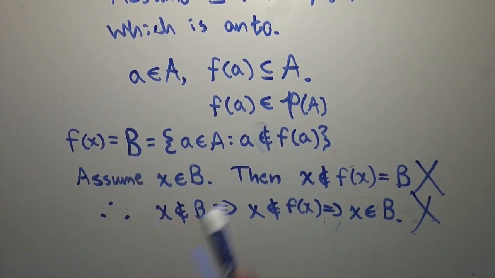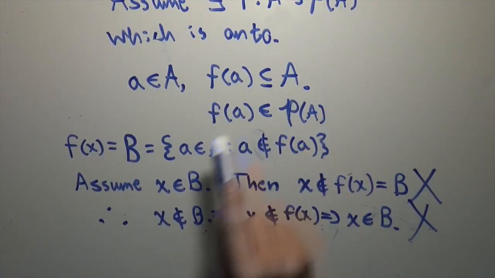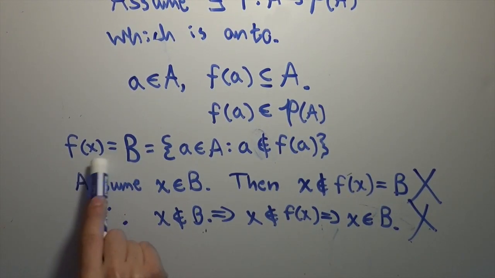But because B is some subset of A, there must be an element of A, which we called x, which when we take f of x gives us B. Because, right, we take an element of A, we apply f, we get a subset of A. So some x inside of A has to give B when we apply f to it.